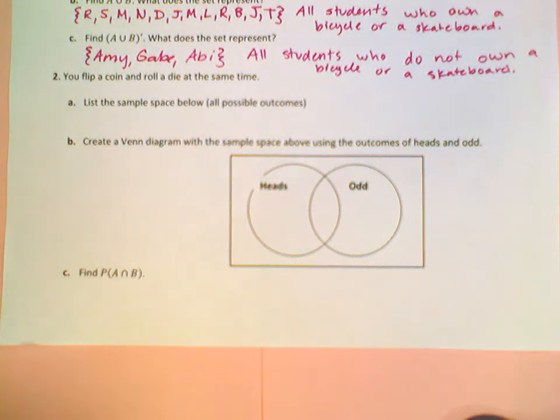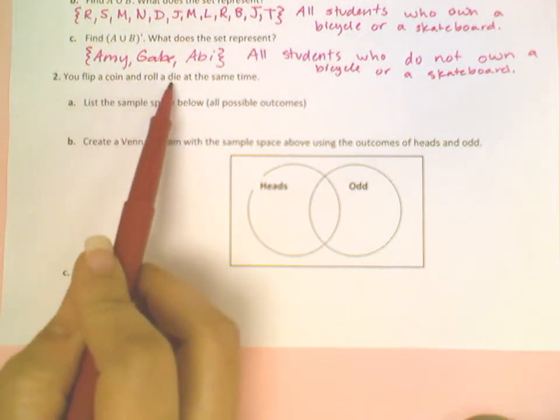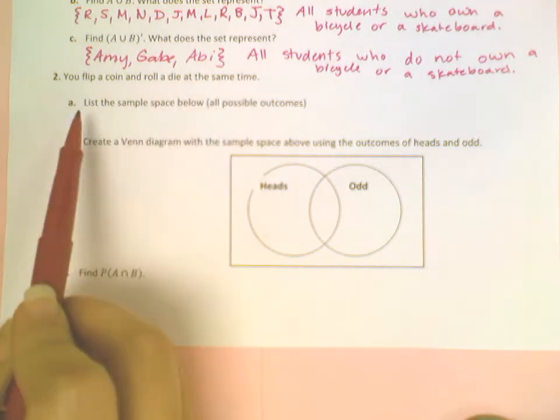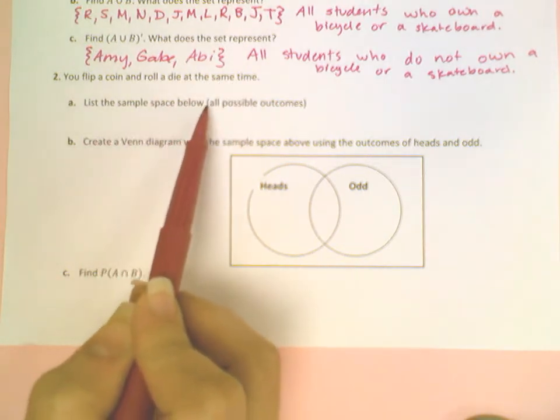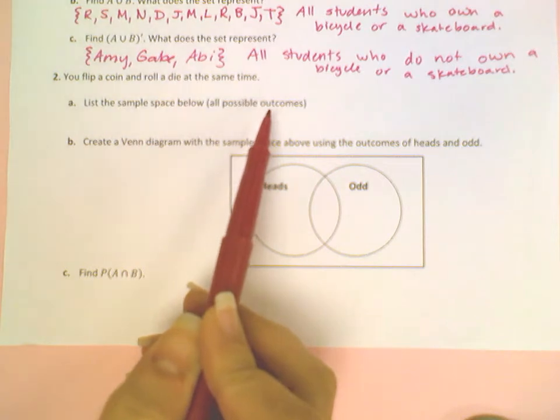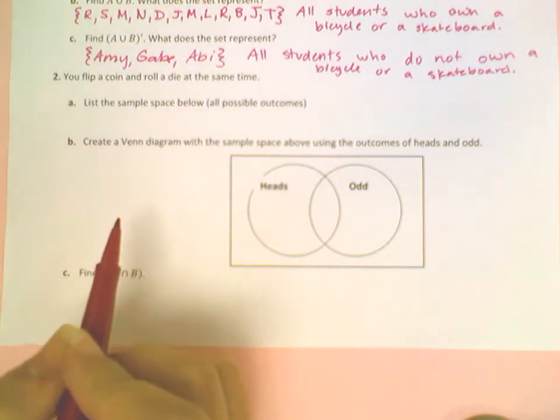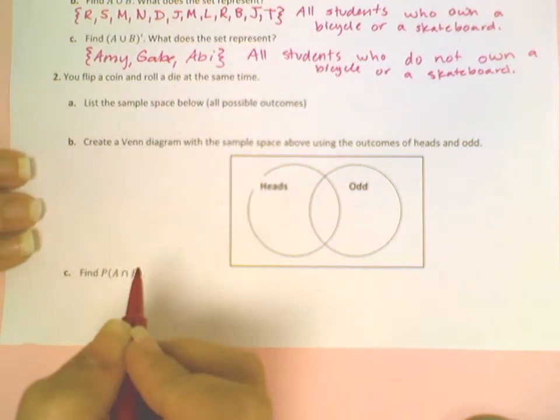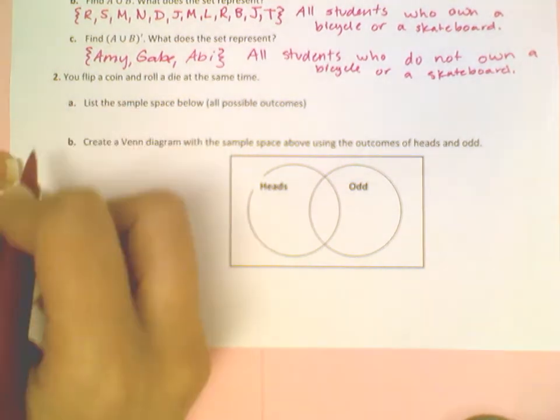For number 2, it says you flip a coin and roll a die at the same time. List the sample space below, or all possible outcomes. The way we need to think about that is if I flip a coin and it lands on heads, I'm going to make a little list right here.